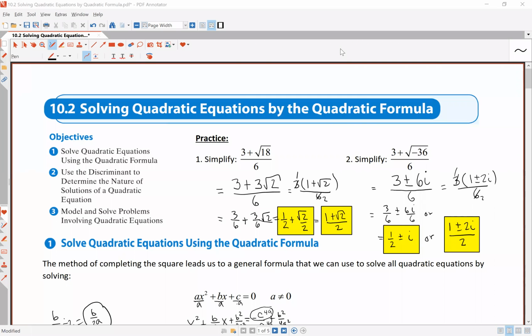This video covers section 10.2, solving quadratic equations by the quadratic formula. Objective 3, model and solve problems involving quadratic equations.